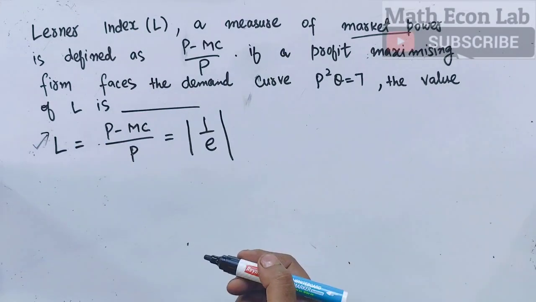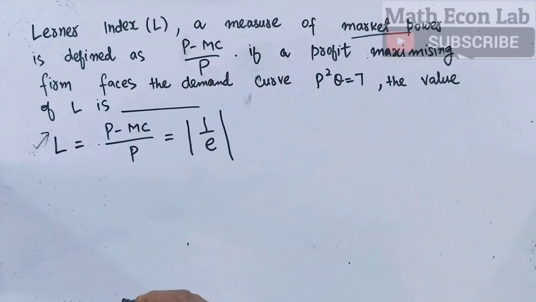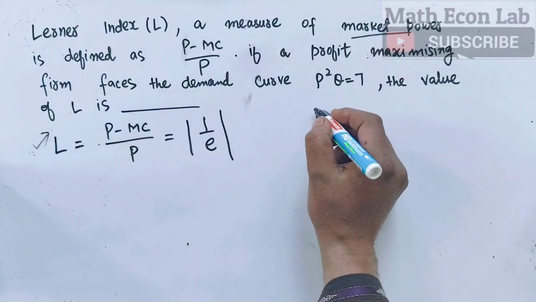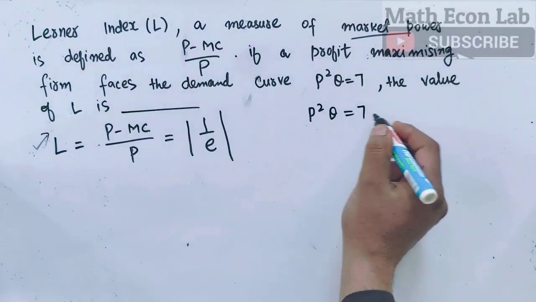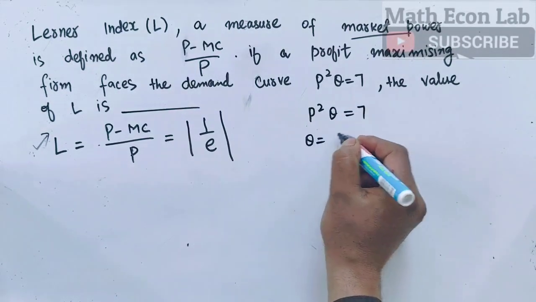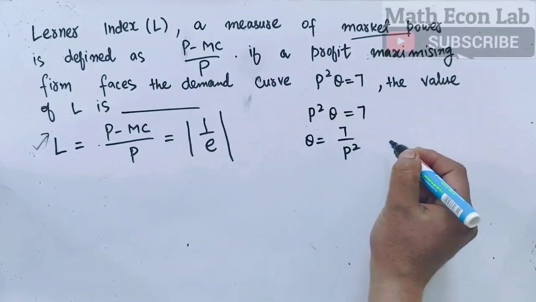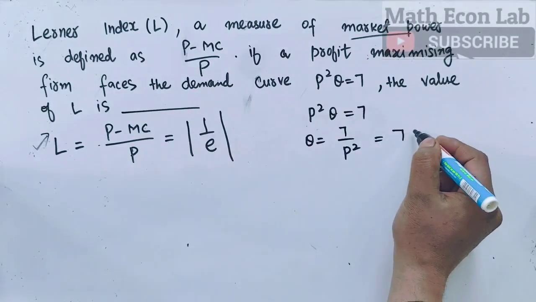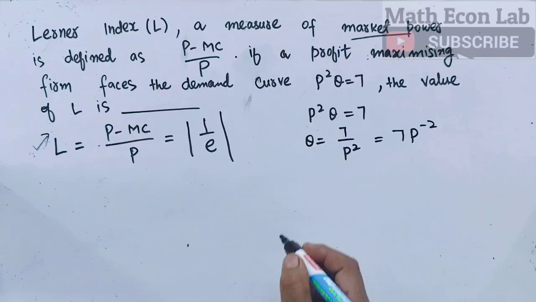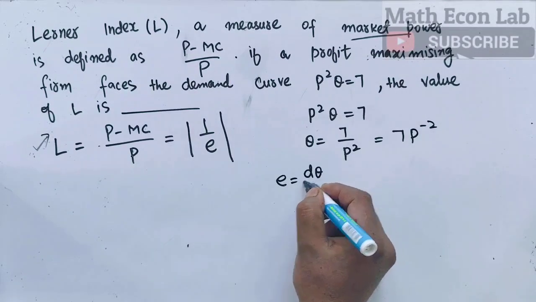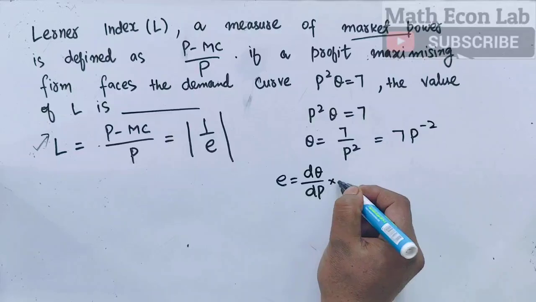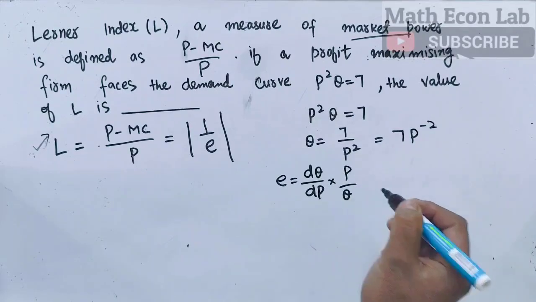So to find out the value of L, let us first find out the value of elasticity of demand. We are being given the demand function as P squared Q = 7. Let us solve this for Q. So Q will be equal to 7 upon P squared. We can write it like this: 7 times P raised to the power minus 2. Now elasticity of demand, as we know, is simply the change in the output due to the change in the price times price divided by output.